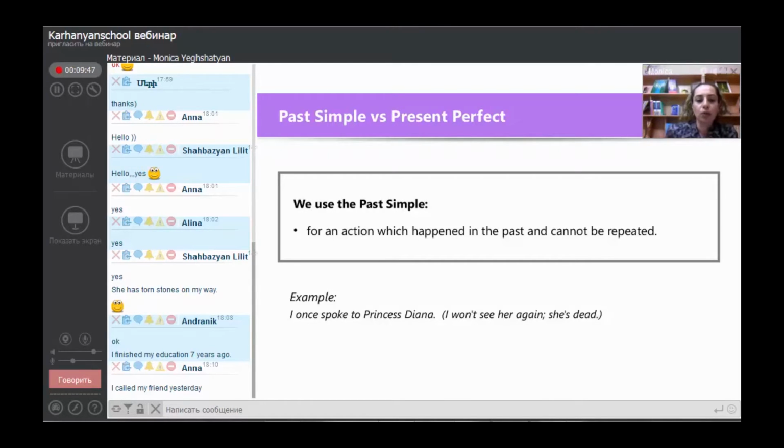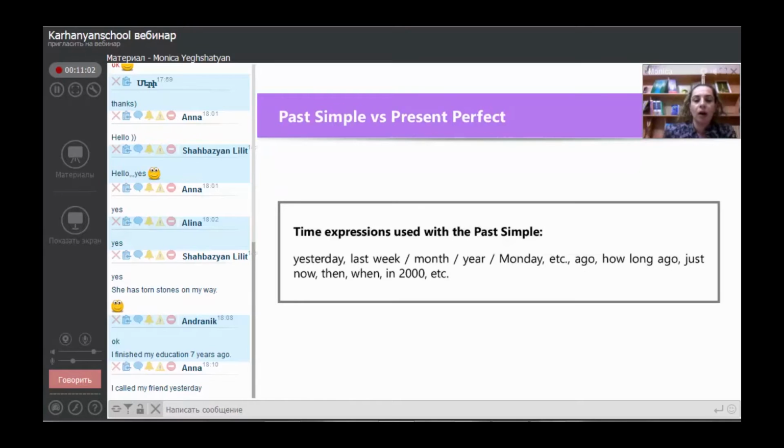When do we use past simple? For an action which happened in the past and cannot be repeated. For example, I once spoke to Princess Diana. We have already spoken about her. It can't happen again because we know that Princess Diana is dead. I won't see her again. She's dead.